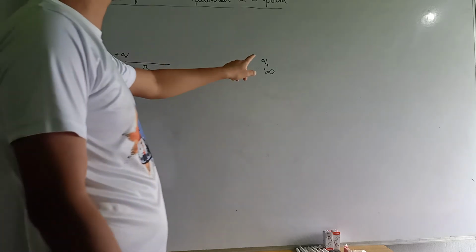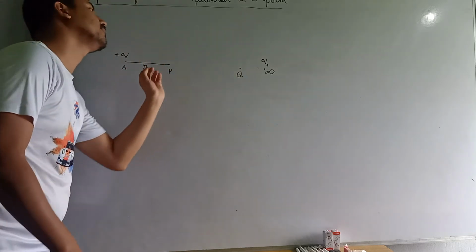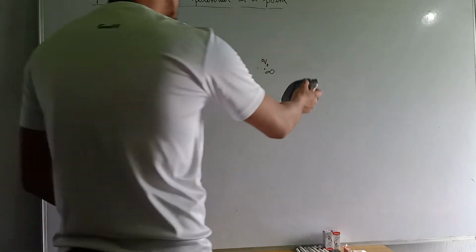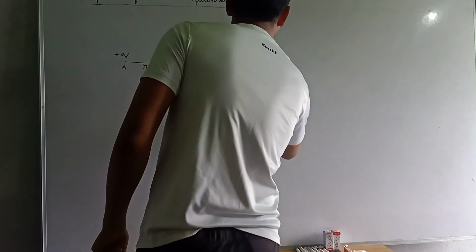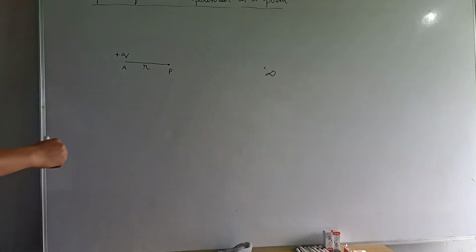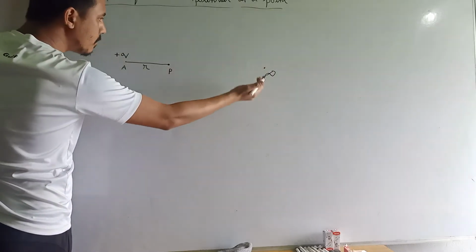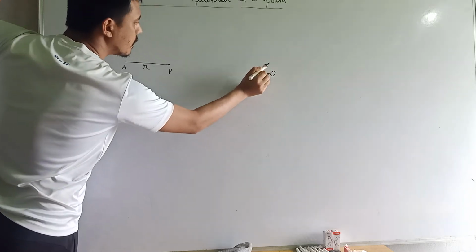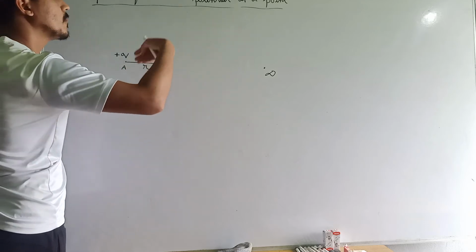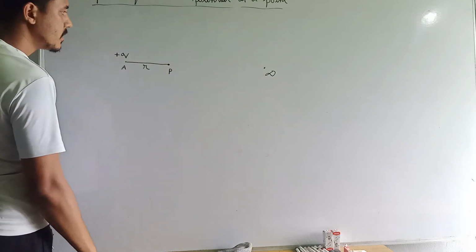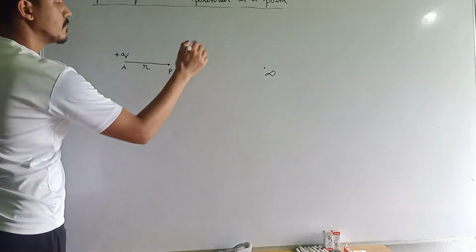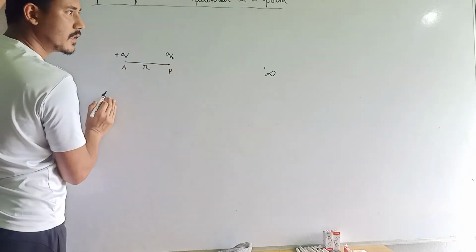So what I'm going to do is, instead of bringing the charge from infinity to P, I will take it from P to infinity. Why? Because we do not know what is the potential at infinity. So instead of bringing it from infinity, I'm going to take it from point P. Taking it from point P will be very simple. Let's take this Q naught from P to infinity.